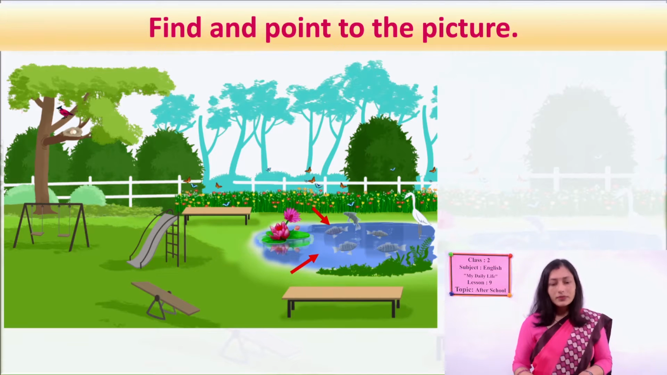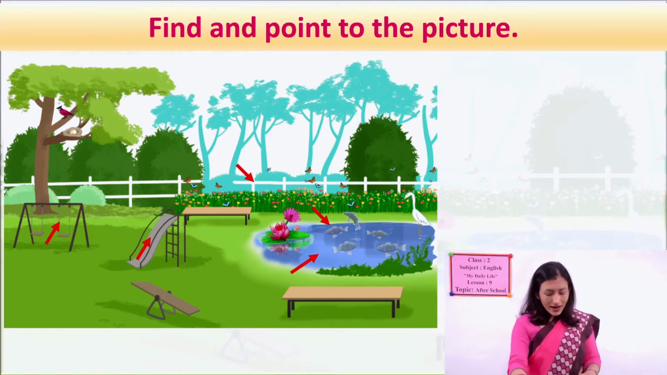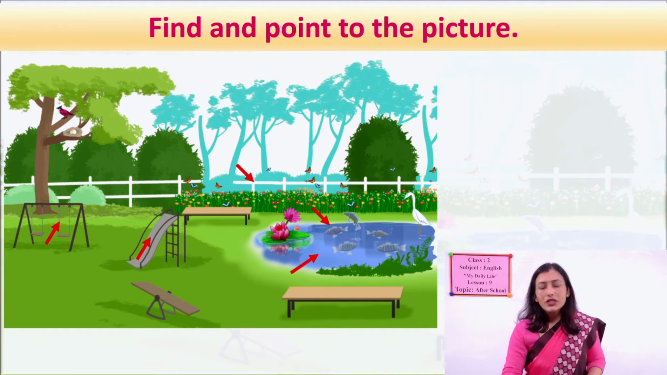Good. Swing. Finch. Yes? Swing. Did you point? Good. Swing. Slide. Slide. Did you point? Good. Slide. That is slide. Yes? Nest. Nest. Good. Did you point the same here with your finger?